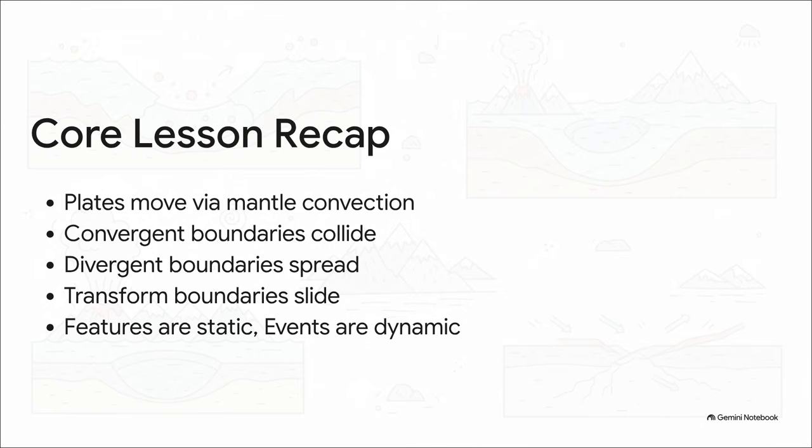The Earth's lithosphere is made of puzzle-like plates that are driven by mantle convection currents. When they meet, three things can happen. Convergent boundaries involve colliding, causing subduction zones, or building massive mountains. Divergent boundaries involve spreading, creating new crust and underwater ridges. Transform boundaries involve plates sliding past each other, which builds massive friction and triggers earthquakes. And remember, features are the lasting landforms, while events are the sudden geological actions.